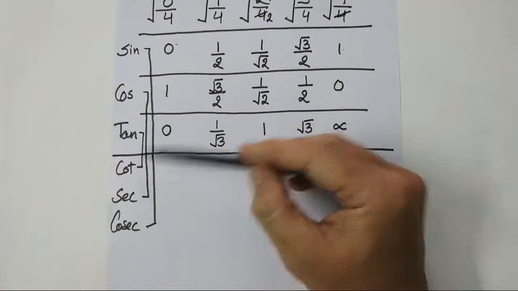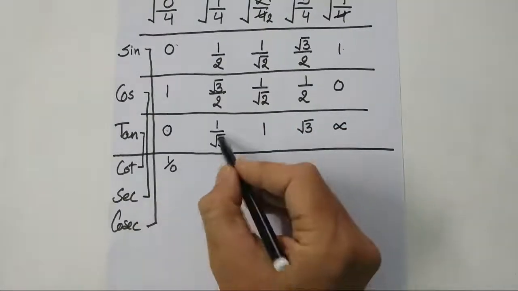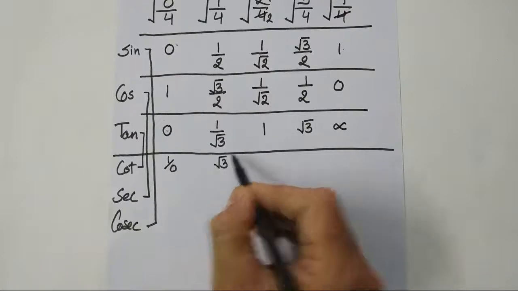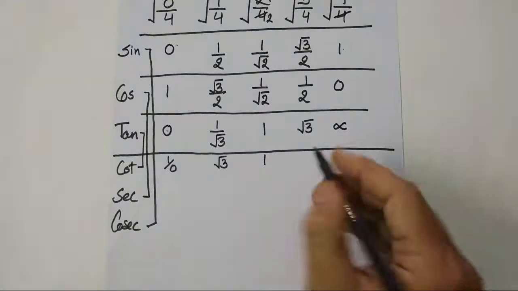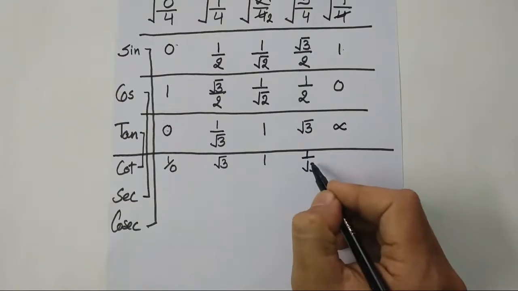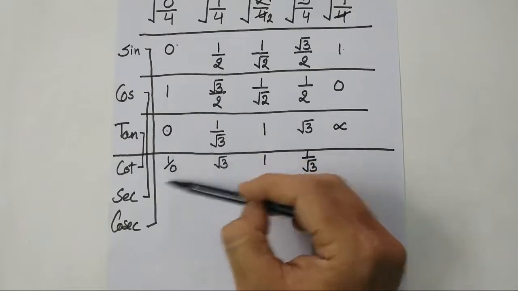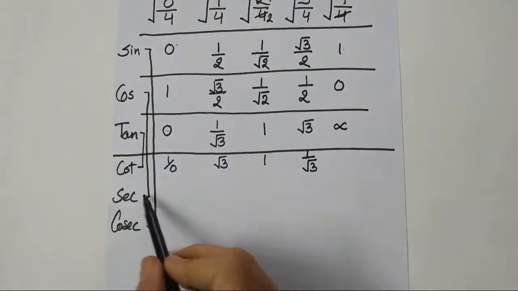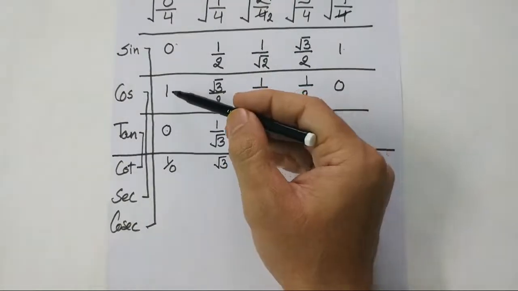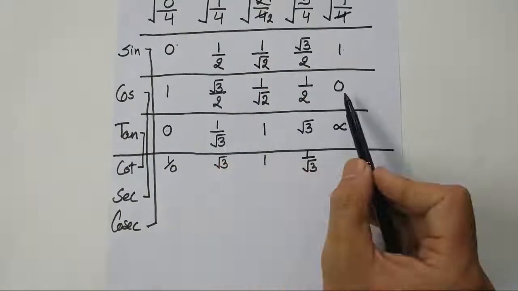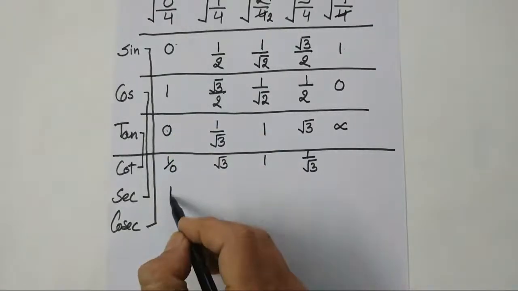Cot is the reciprocal of tan, so 1 upon this, so it will give you 1 upon 0. The reciprocal of this will become root 3. The reciprocal of this will become 1. The reciprocal of this will become 1 by root 3. Because we have to take the reciprocal of this and then write the answer. Sec is the reciprocal of cos. We have to take the reciprocal of all the cos values. The reciprocal of cos 0 will be sec, so 1 upon 1 will be 1.